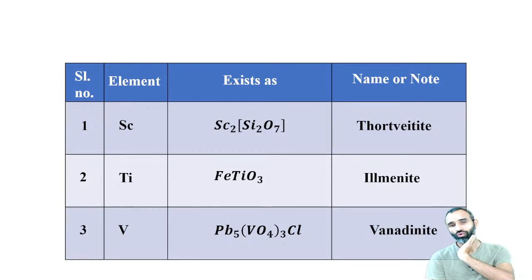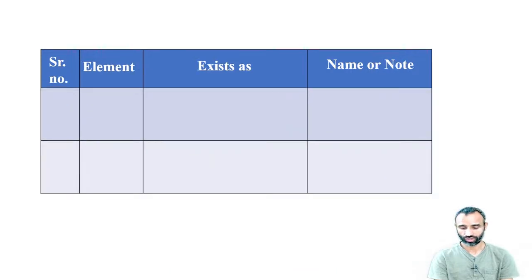Now the ores. Scandium's is Sc2Si2O7, which means it is a silicate. Then titanium, it is FeTiO3. Vanadium is Pb5(VO4)3Cl.